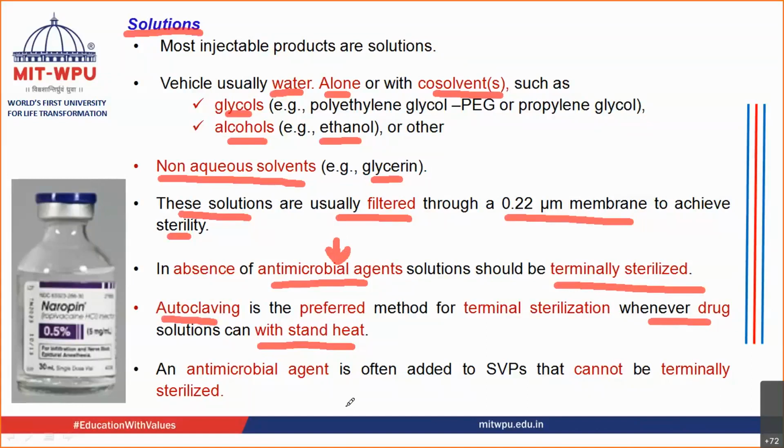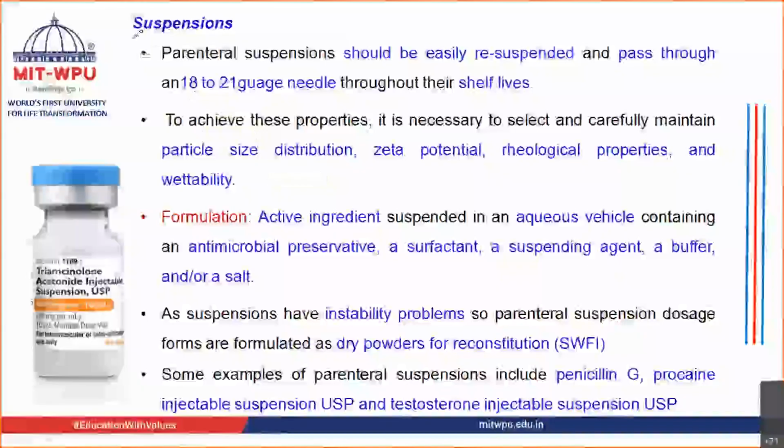Also, many a times an antimicrobial agent is added to SVP that cannot be terminally sterilized. So, if you are using terminal sterilization, there is no need of adding an antimicrobial agent. If you are not doing terminal sterilization, then you have to use an antimicrobial agent. The usual method for terminal sterilization is autoclaving. And terminal sterilization cannot be carried out if the drug is heat labile or heat sensitive. After solutions, let us go to the next thing, that is suspensions.